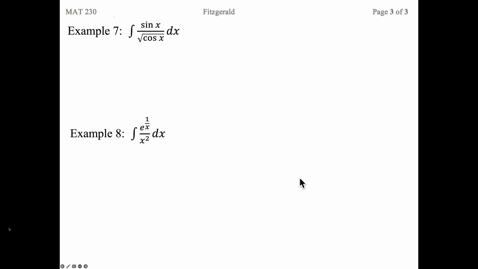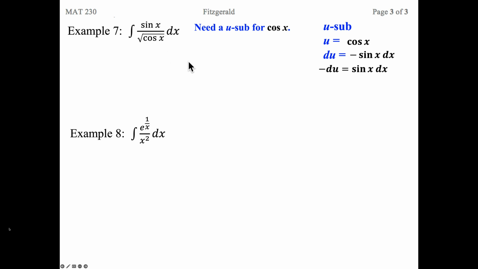Example 7, sine of x over the square root of cosine of x. This is going to be a good u sub here. Look to the denominator. Let's let cosine of x be my u. That way, the cosine of x, its derivative is negative sine of x dx. We'll divide the negative over, then you have your sine x dx right there. So this becomes negative, that's the negative off the du, 1 over the square root of u, which we can now write as u to the negative 1/2 power.